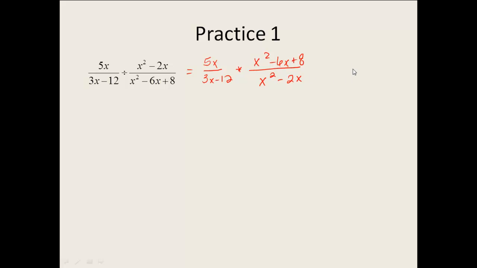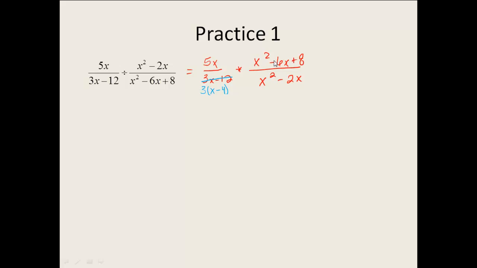So this is one where I have to factor everything that I can possibly factor and then see if I can cancel out any groups. The 5x isn't going to factor into anything. The 3x minus 12, I can pull a 3 out of that, so I would be left with x minus 4.